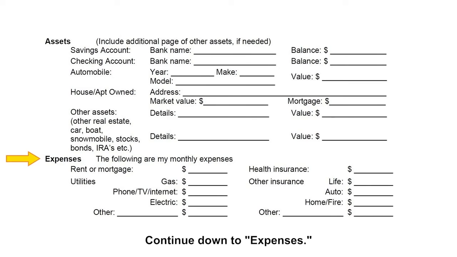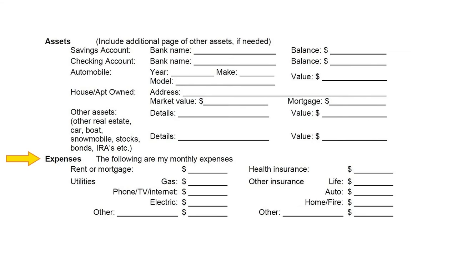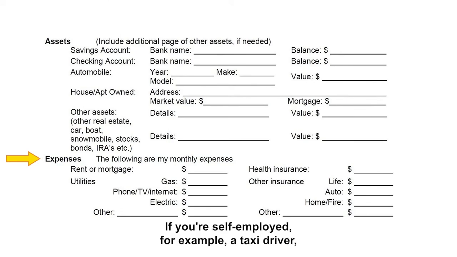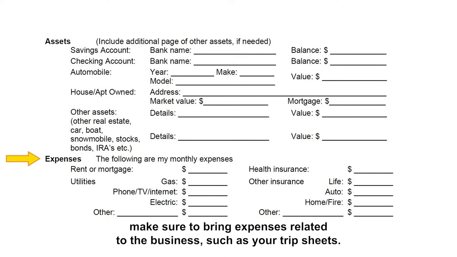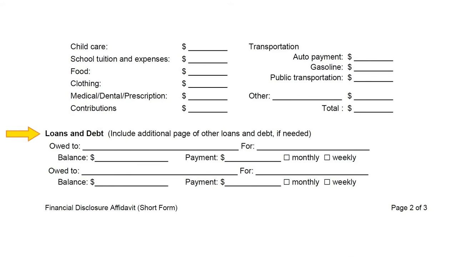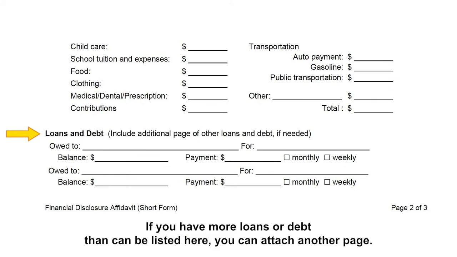Continue down to expenses. In the next section, you will record your monthly expenses. If an expense doesn't apply to you, you can leave the space blank or write NA. If you are self-employed, for example, a taxi driver, make sure to bring expenses related to the business, such as your trip sheets. Continue to the next section called loans and debt. If you don't have any loans or debt, you can leave this blank. If you have more loans or debt than can be listed here, you can attach another page.